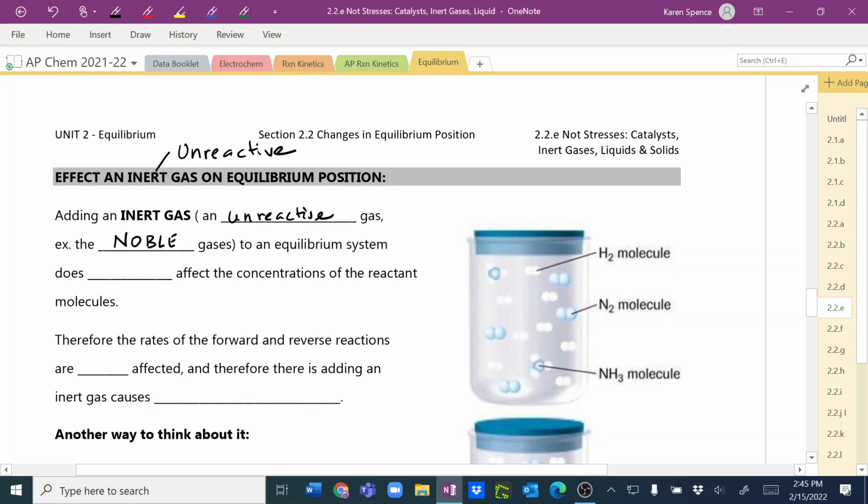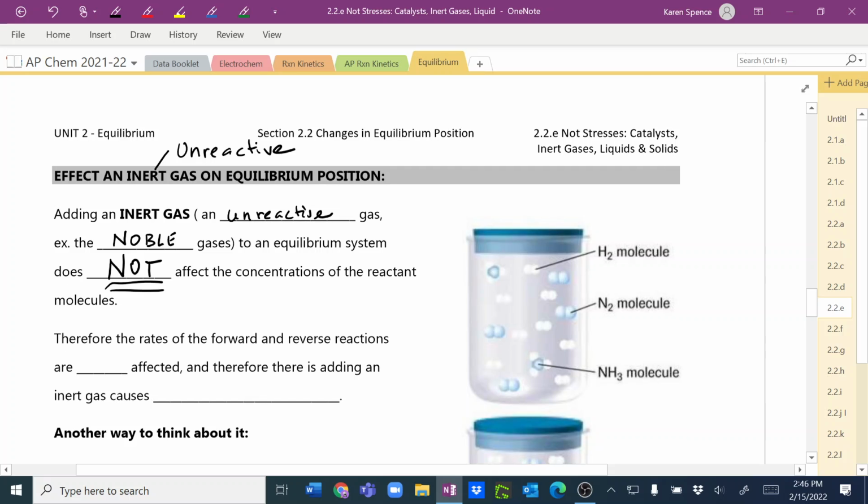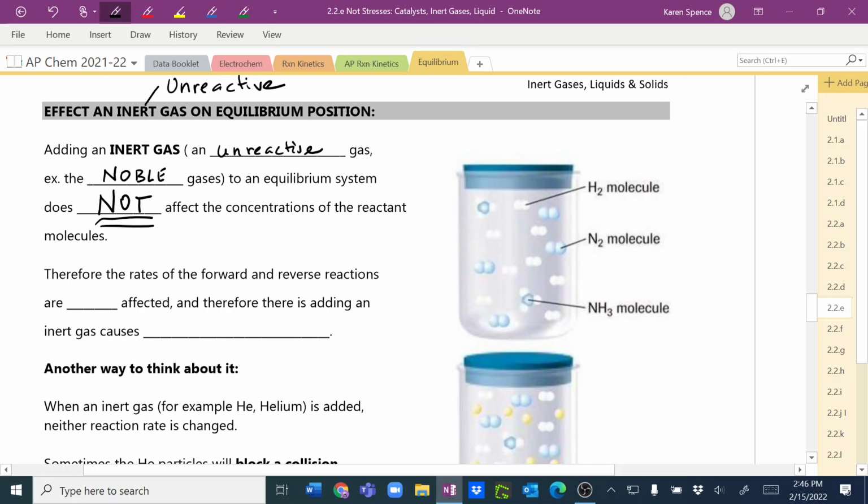Does it affect the concentration of the reactant particles? No, it does not. Does not affect the concentration of the reactant molecules. And if you have not affected the concentration of the reactant molecules, have you changed the rate? No. Therefore, the forward and reverse rates are not affected. Therefore, adding an inert gas causes how much of a shift? No shift.